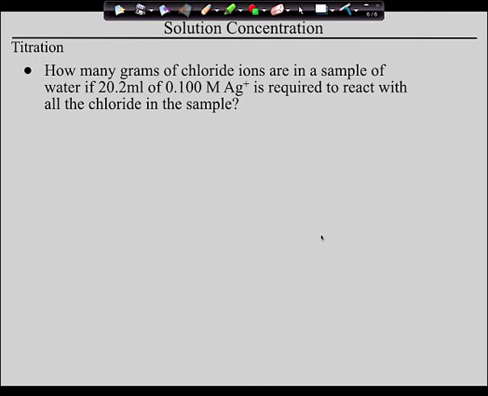So guys, what about this? If you're stuck trying to write a balanced equation, maybe we could do that together to sort of prime the pump. So the question says this: how many grams of chloride ion are in a sample of water if 20.2 milliliters of 0.1 molar silver ion is required to react with the chloride in the sample? So guys, what we've got going on here is we've got some chloride ion floating around in water. We are titrating that with silver ion, and our product is going to be a silver chloride precipitate.